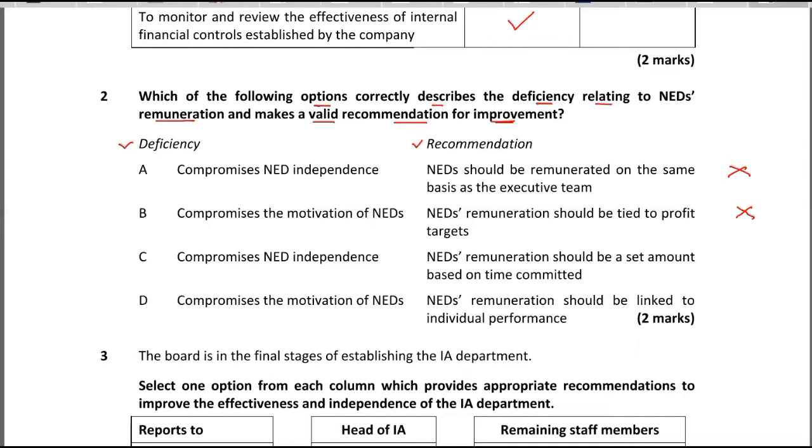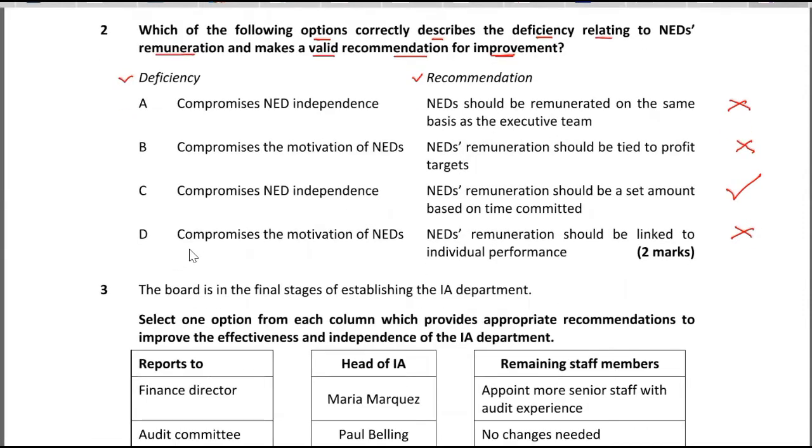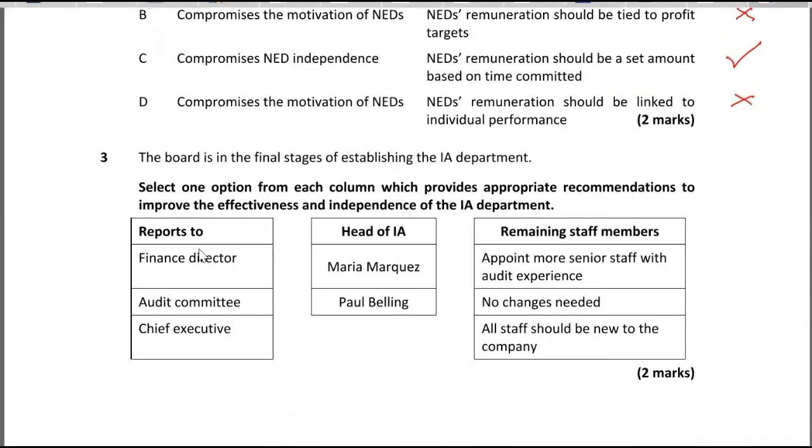NED remuneration should be a set amount based on the time committed. Yes. Comprises the motivation of NED's remuneration should be linked to the individual performance. No. If these type of questions are coming in the exam, seriously, you will be getting 100 marks. All right, this was quite easy.